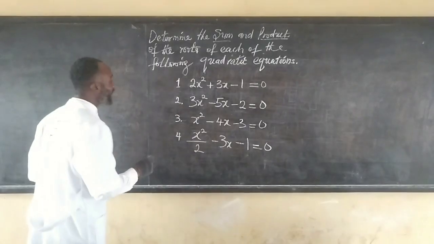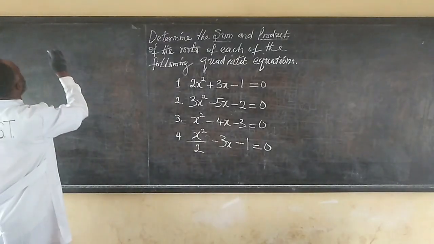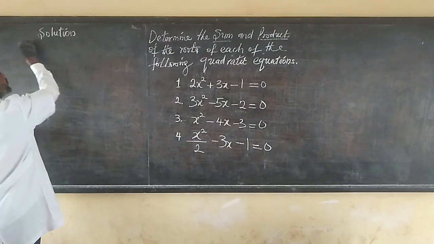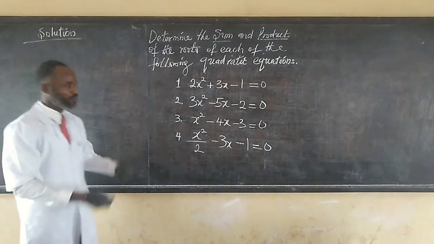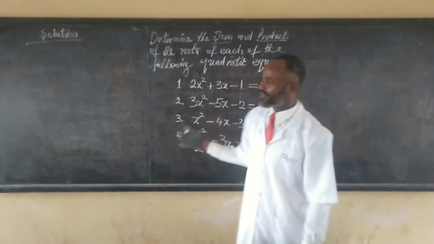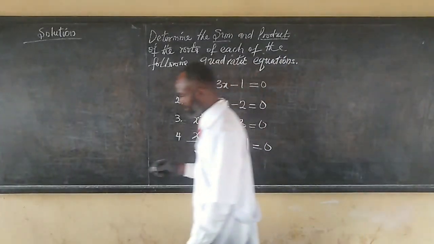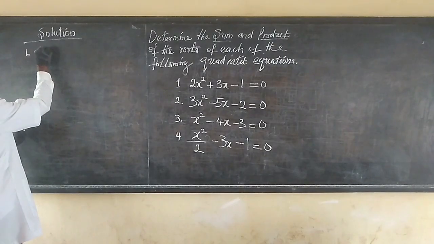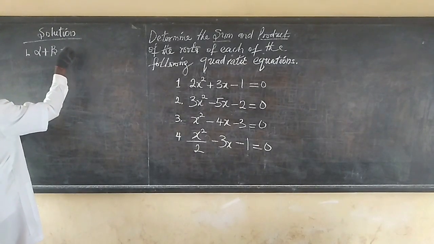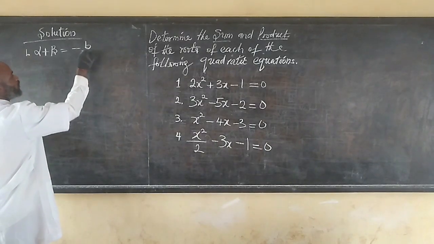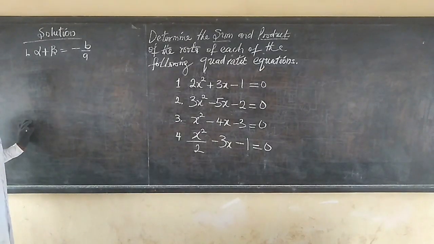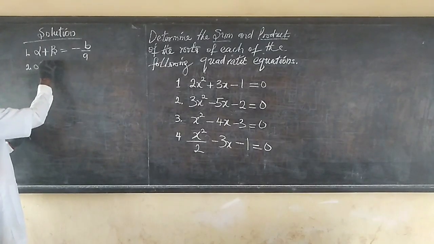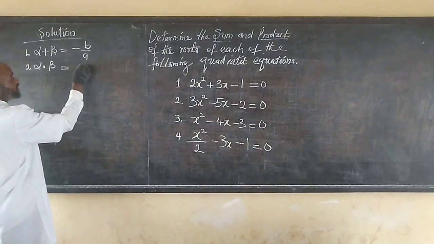Very simple. Let's begin by reminding ourselves what we have learned so far. Put down your solution. Write your solution to show readiness to solve problems that have to do with this. The first thing is that alpha plus beta, the sum of the roots, is given as minus b over a. Then the second one is that the product of alpha and beta is given as c over a.